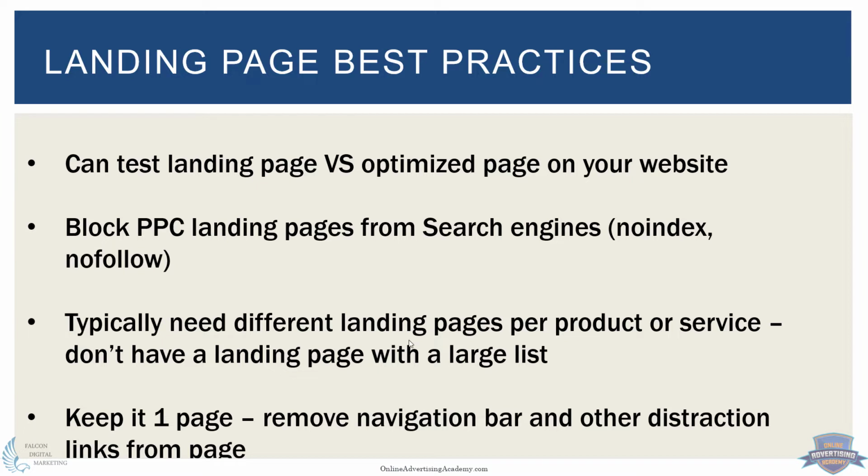Also, typically you'll need different landing pages per product or service. Don't have a landing page with a really large list. Again, going to home services, if you do roof repair, plumbing, AC repair, all these other different things, those need separate pages. Same thing with attorneys. Different areas of law should be different pages. Of course, with e-commerce, you'll have different products for different services. If you're software and you do different types of software, don't lump it all together on one page. You'll want to separate all of that.